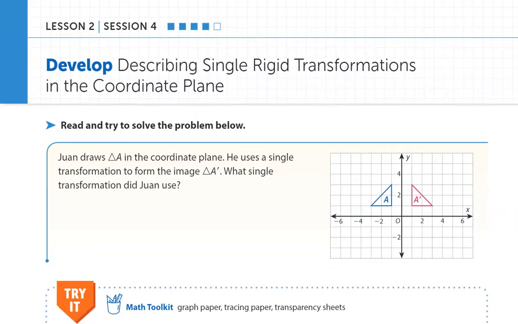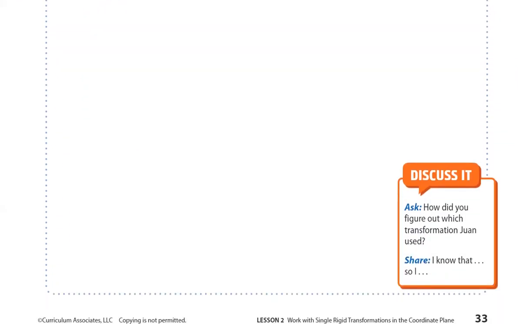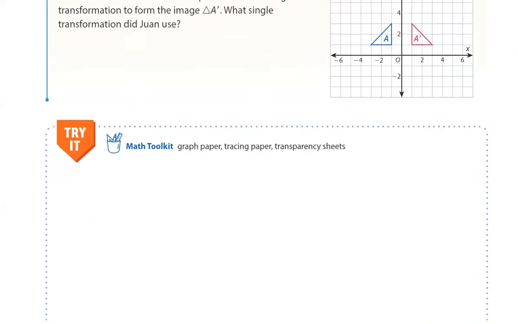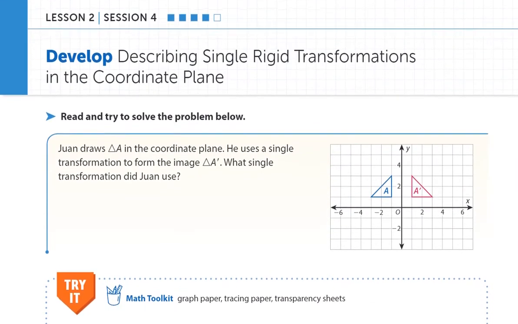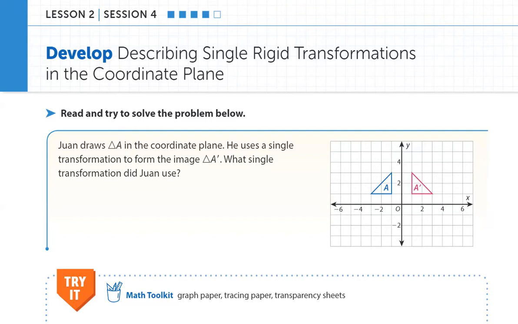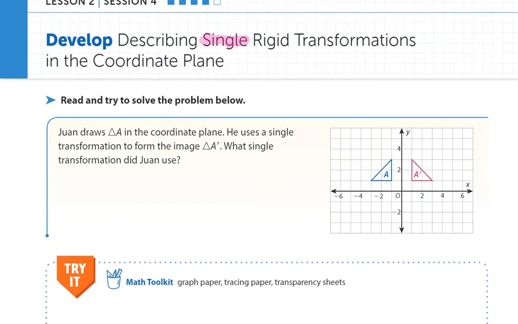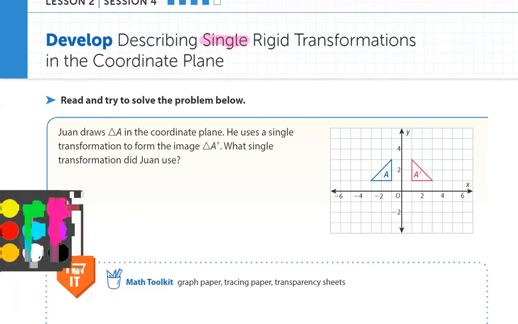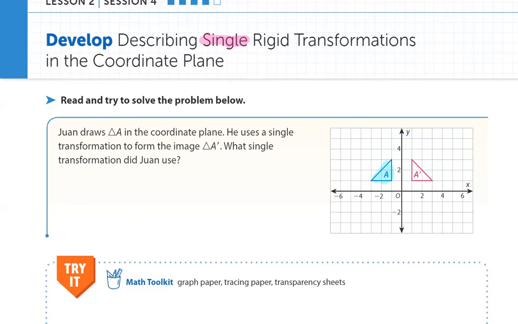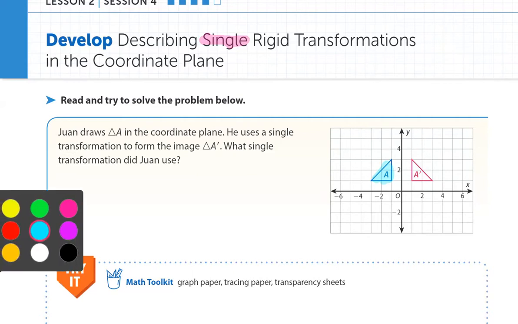Okay, 8th graders, we are on lesson 2, session 4, which starts on page 33 in your textbook. Today we're going to be describing rigid transformations, and it says single rigid transformations, and what it means by that is we're only doing one transformation per figure. Our goal eventually will be to do a series of them, like take this triangle A right here and flip it and slide it and rotate it around and put it in a whole new spot and orientation. But for today we're just doing one transformation.